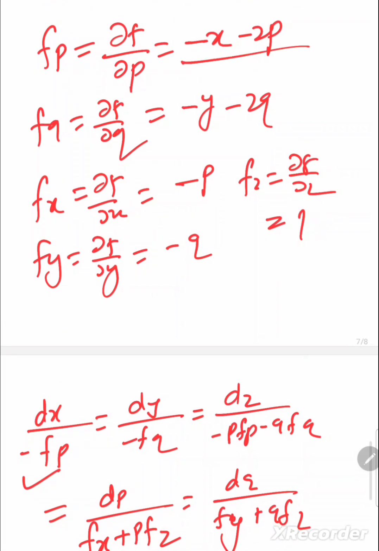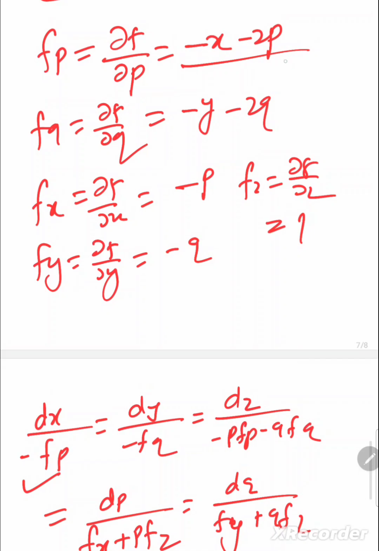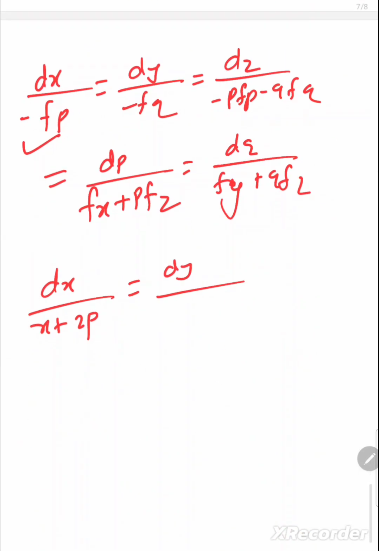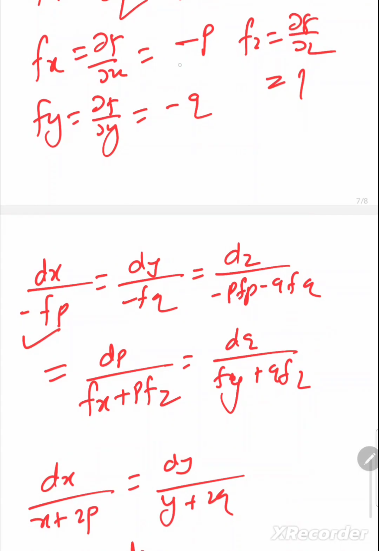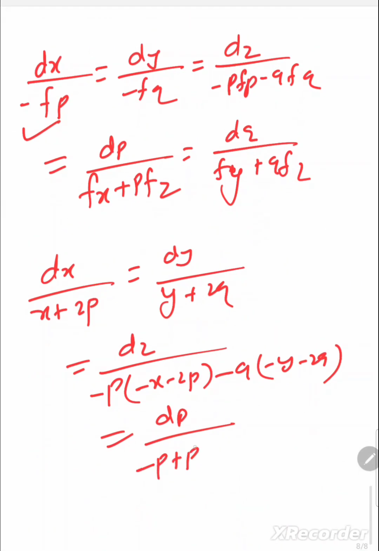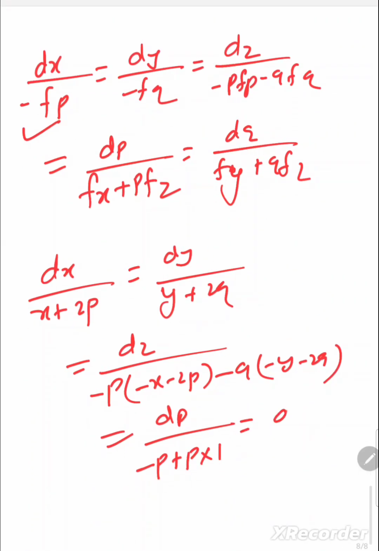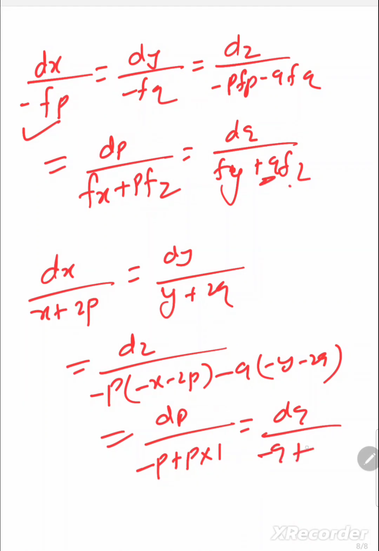dx upon minus fp will be x plus 2p. Okay, similarly dy by minus fq is minus of minus y minus 2q, this will be y plus 2q. dz upon minus p fp, fp is minus x minus 2p, minus q fq, fq is minus y minus 2q. And dp by fx is, you can see, minus p plus p into fz, fz you can see is 1. And similarly dq by fy is minus q plus q fz, and fz is 1.